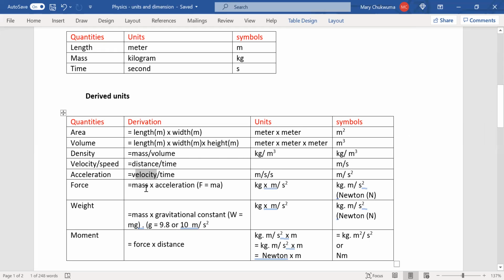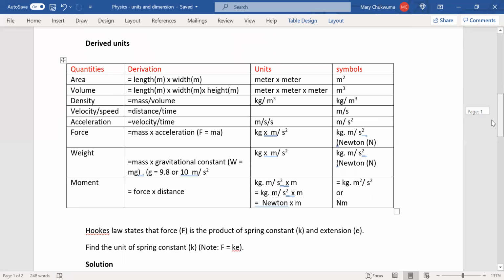Force is mass times acceleration. And kg is the unit of mass, and meter per second square is the unit of acceleration. So if you simplify, you have kg meter per second square. You also know that this unit is regarded as Newton. So you can use N to express force.